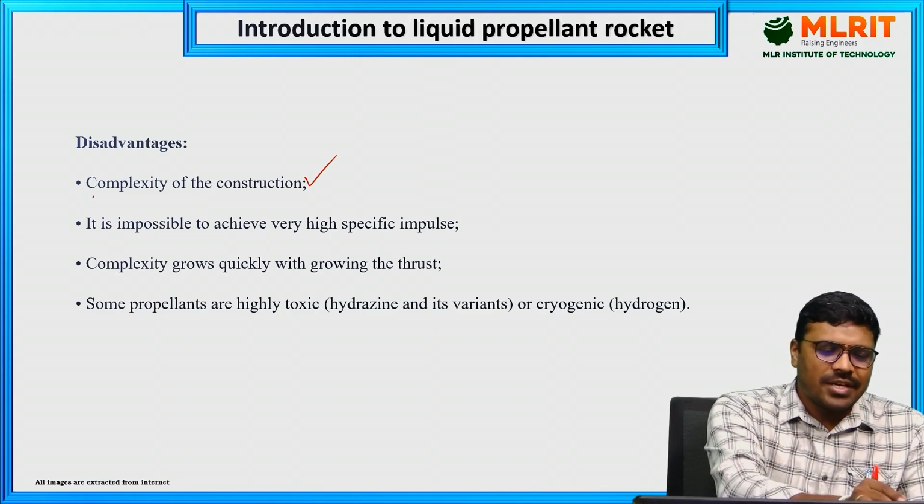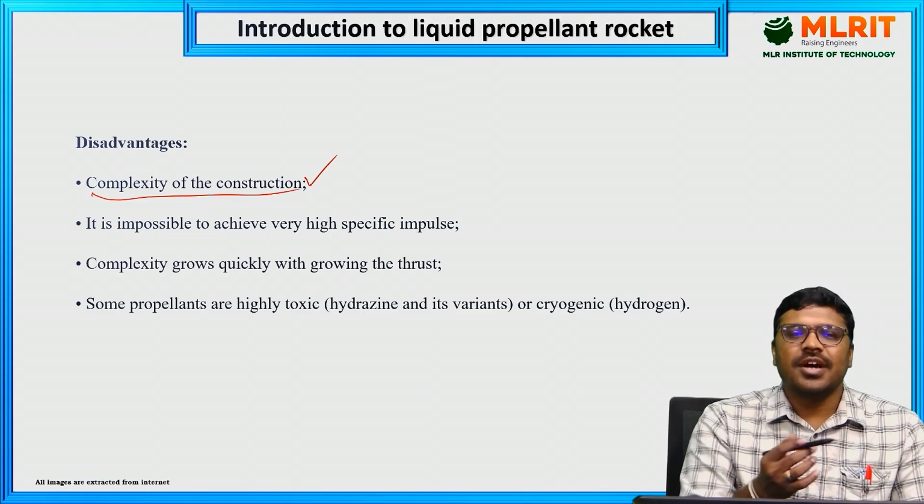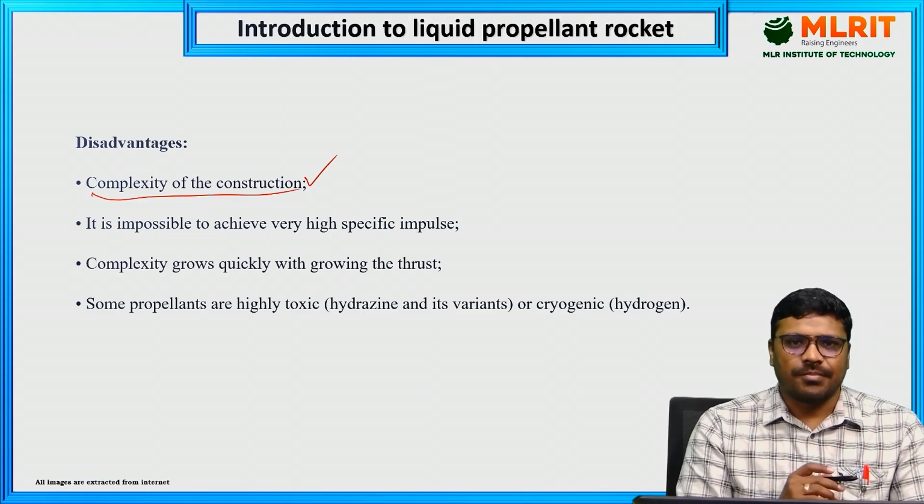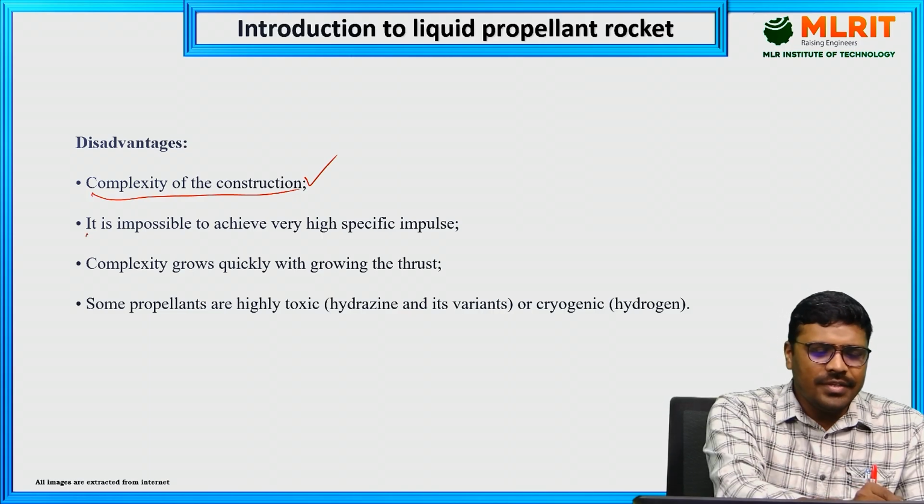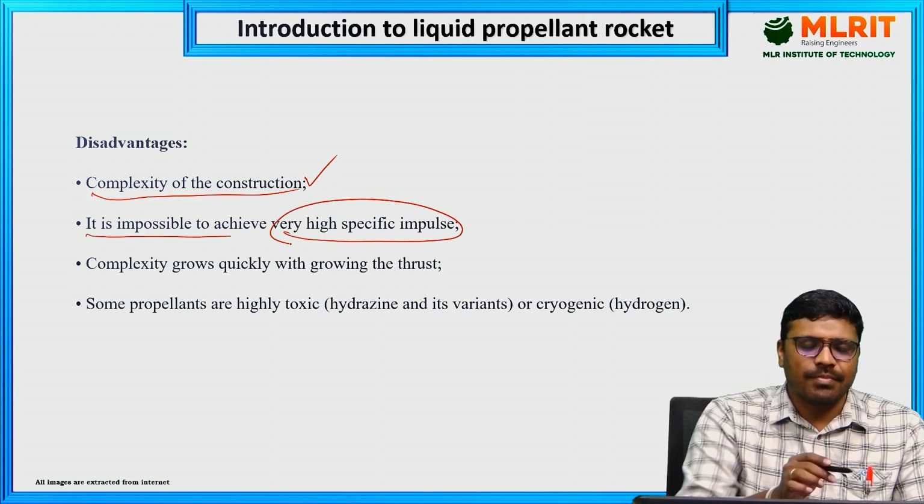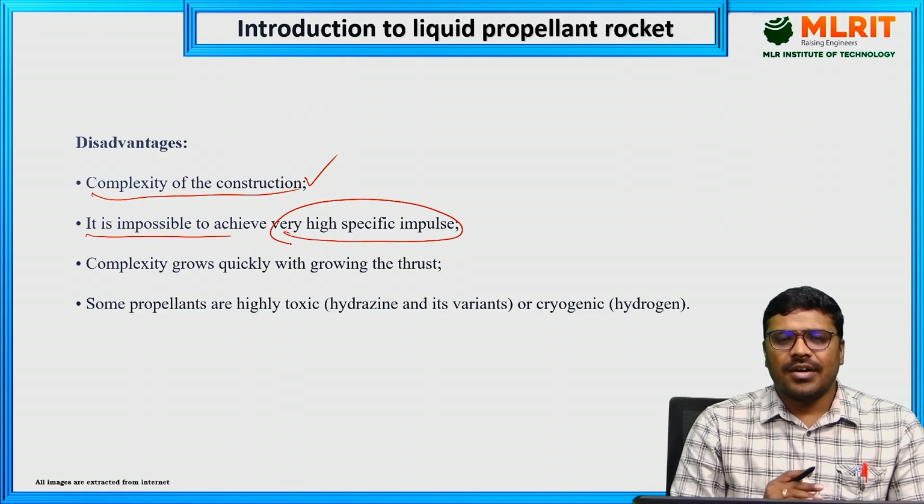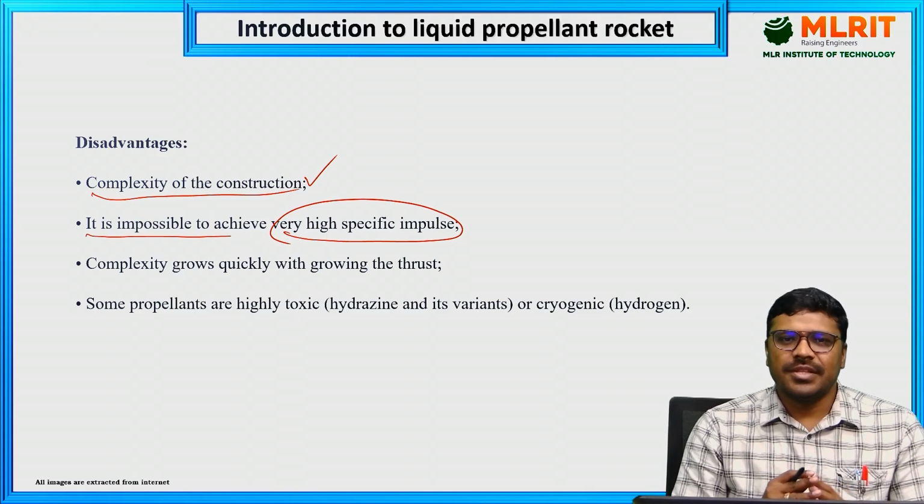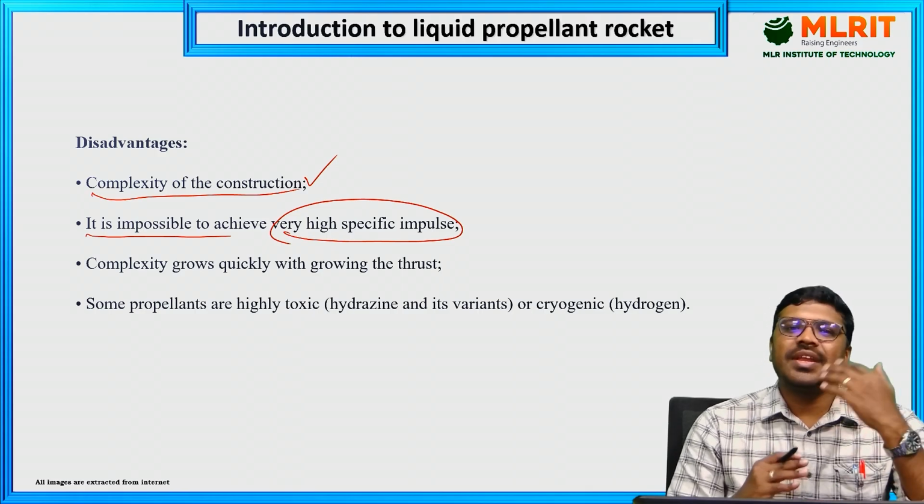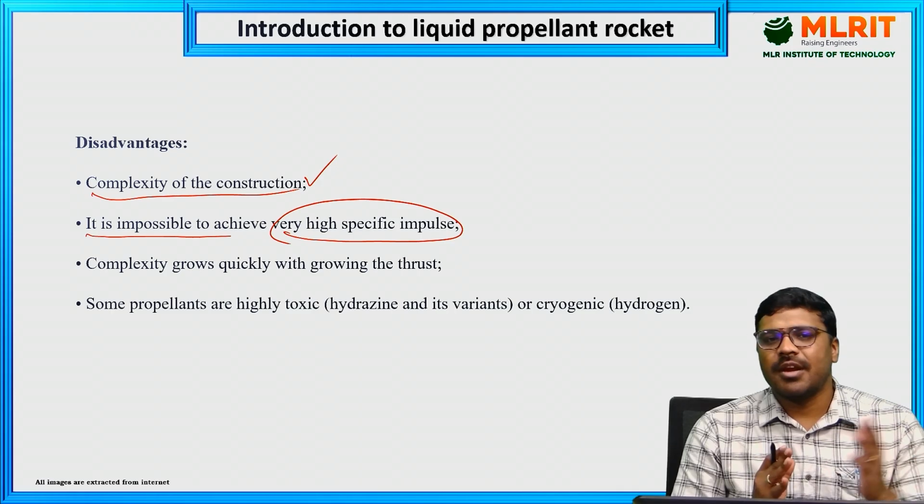The complexity is more compared to the solid propulsion system, and it is impossible to achieve very high specific impulse. We can produce high specific impulse in liquid rockets, but we cannot produce very high specific impulse compared to solid propellant rockets.